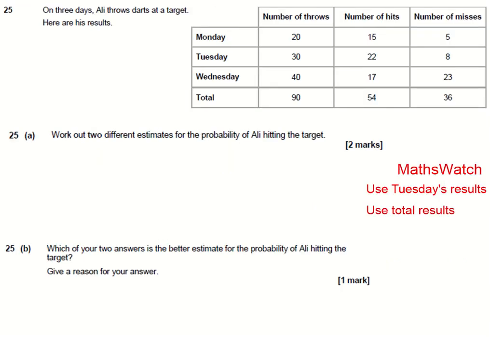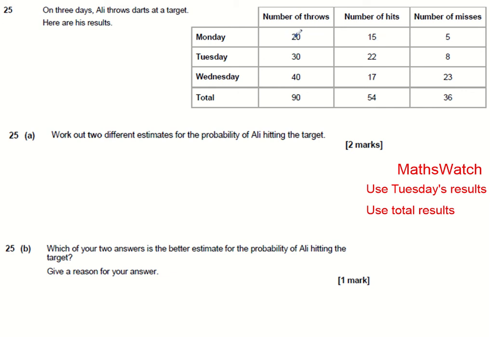Question 25. On 3 days, Ali throws darts at a target. Here are his results. Work out two different estimates for the probability of Ali hitting the target. So, we can basically take any pair of numbers from Monday, Tuesday, Wednesday, or the total, and write it as a fraction of the number of times he hits the target over the total number of throws.